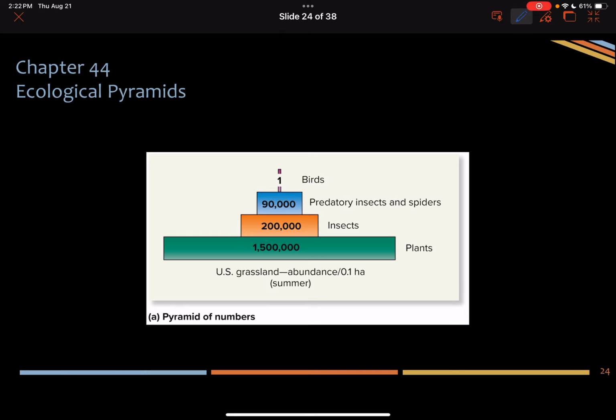One of the ways that we can study or visualize an ecosystem is by looking at an ecological pyramid. So there's an example here. We'll cover this in just a minute, but ecological pyramids are going to help us visualize and understand ecosystem structure. They also can help us understand energy flow and the relationship between the different trophic levels with respect to a variety of different factors.